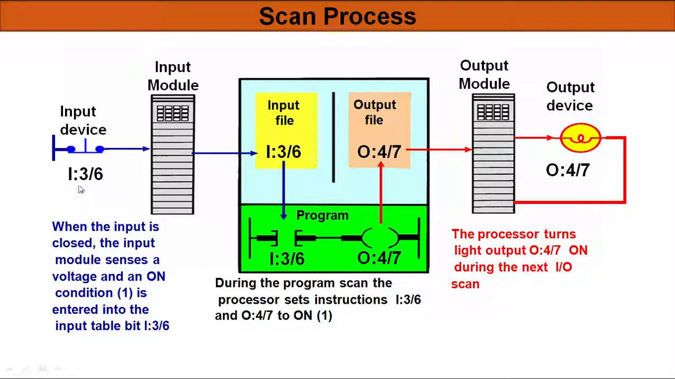When the input device is closed, the input module senses voltage, and an on condition, 1, is entered into the input table bit. This is how we put it in the input table, I 3x6. I stands for input, 3 is the number of the word, and 6 the number of the bit. During the program scan, the processor sets the instruction I3x6 and output 47 to on. Here, O stands for output, 4x7 will be on. So the processor turns the light output on during the next input scan. So this is input and this is output.